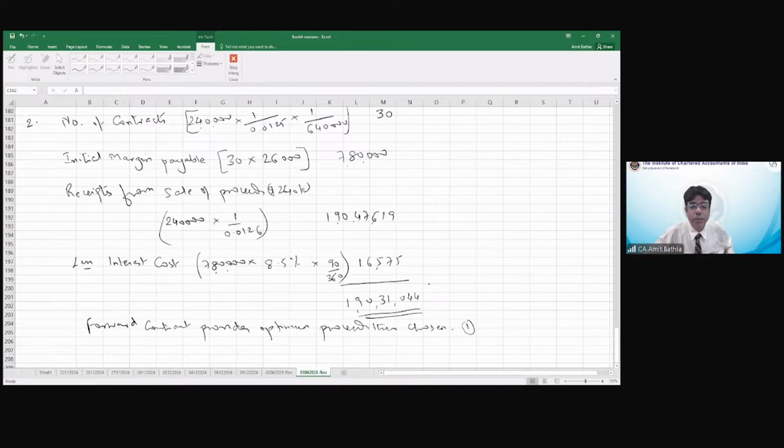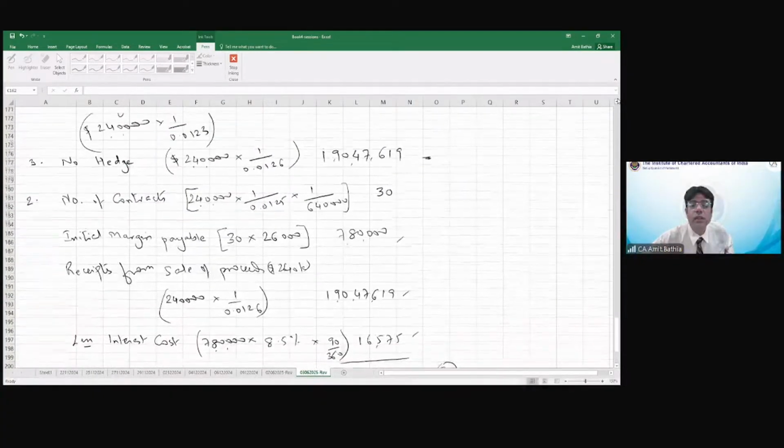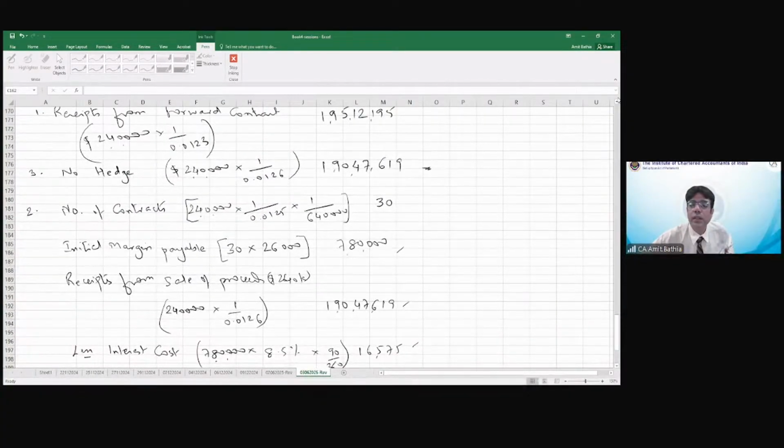Here, this will have approximately 3 marks, right? This particular number. So you have a kind of a breakup where you will have 780, 190.47, and 16,575. They will have the total of 3 marks. And then 1 mark each for your no hedge option, right? Your no hedge option will have 1 mark, and this one will have 1 mark. Are you all with me? Okay?